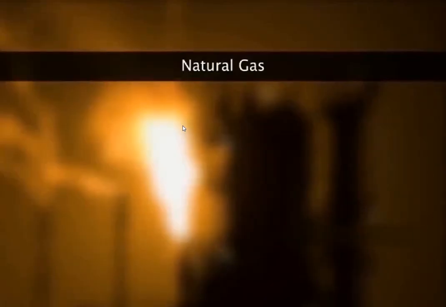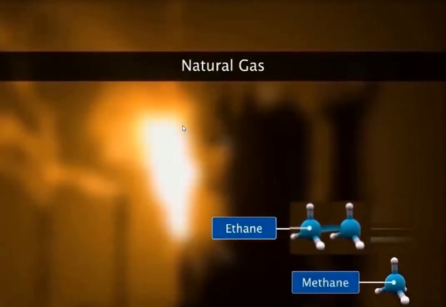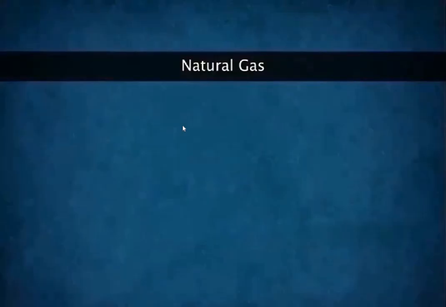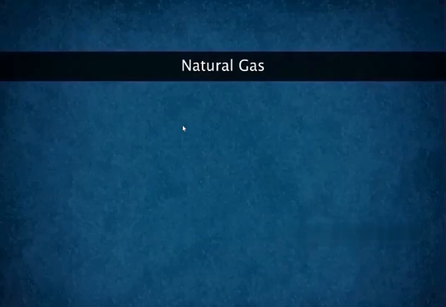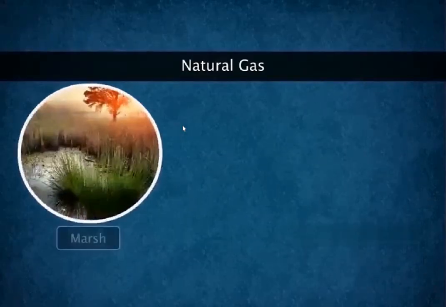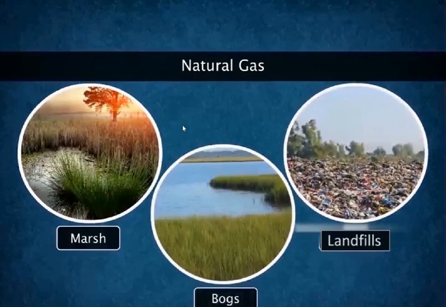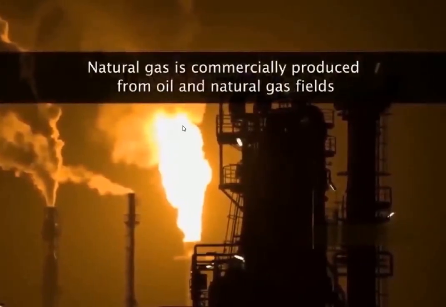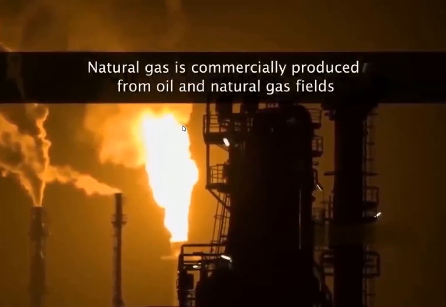Natural gas primarily consists of methane, ethane, propane, and butane, with other fossil fuels. Natural gas is created by methanogenic organisms in marshes, bogs, and landfills. Natural gas is commercially produced from oil fields and natural gas fields.